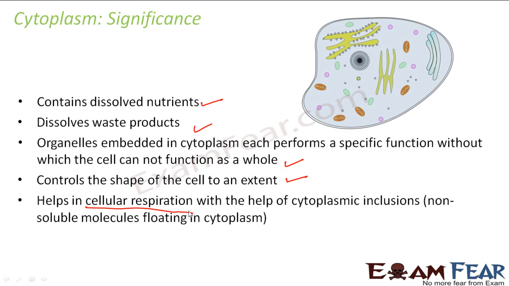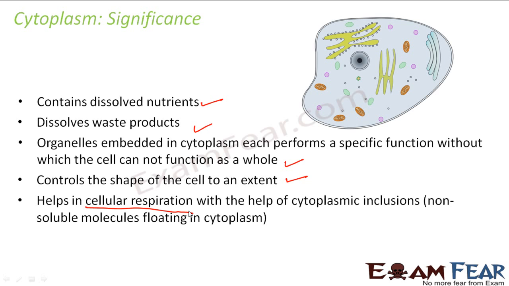So in our previous slide, when we were talking about nucleus, we were talking about cellular reproduction, right? So now when I talk of cytoplasm, I am talking about cellular respiration. So even the cells respire, even the cells breathe in and breathe out. So that happens with the help of cytoplasmic inclusions. What are these cytoplasmic inclusions?